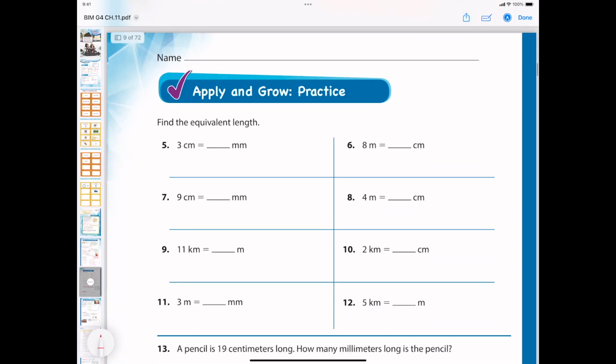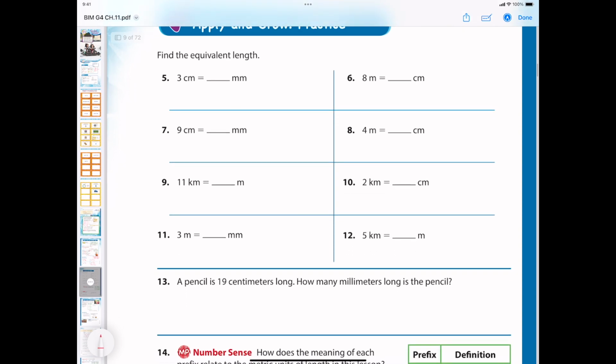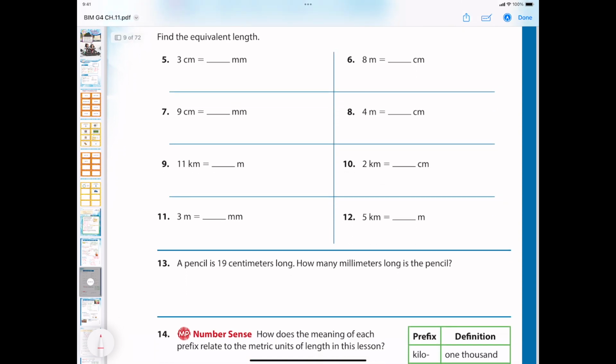As you know, you can pause the video and try to solve this problem by yourself. It is not hard at all once you memorize the chart that I just showed you. Now let's try. Find the equivalent length. 3 centimeters is equal to what in millimeters? We know 1 centimeter is equal to 10 millimeters. So this is going to be 30 millimeters. 8 meters is 800 centimeters. And 9 centimeters is 90 millimeters. 4 meters are equal to 400 centimeters. And 11 kilometers are 11,000 meters.